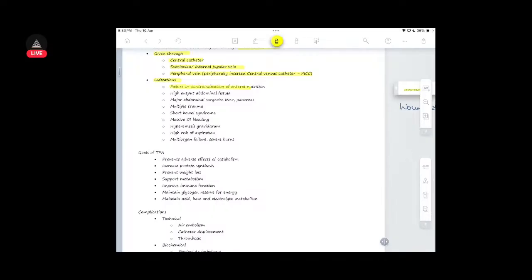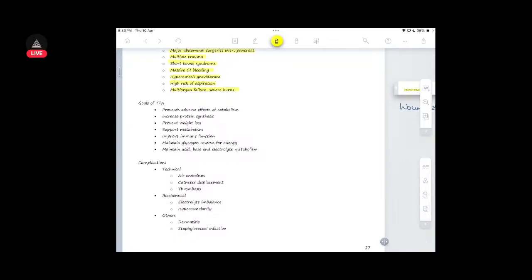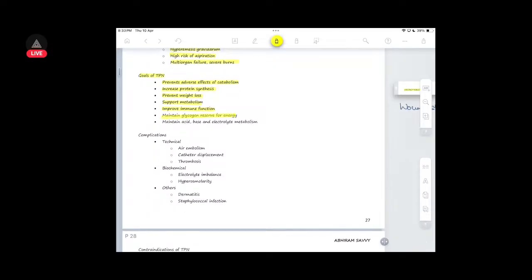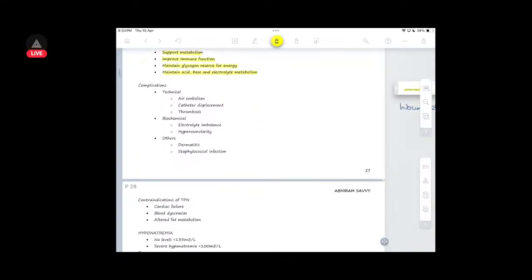Indications for nutrition: high-output abdominal fistula, major abdominal surgery, multiple trauma, short bowel syndrome, massive GI bleeding, hyperemesis gravidarum, risk of aspiration, multi-organ failure, and severe burns. The goals are to prevent adverse effects, increase protein synthesis, prevent weight loss, support metabolism, improve immune function, maintain glucose reserve for energy, and maintain acid-base and electrolyte metabolism.